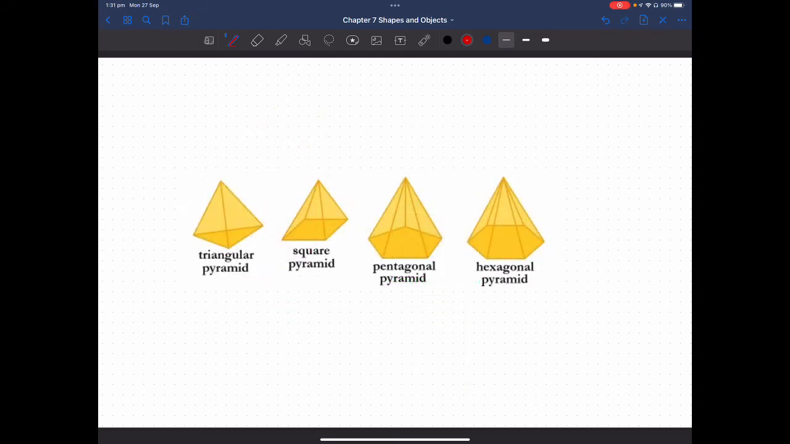Here are some different pyramids. A triangular pyramid, it's called triangular because its base is a triangle, and here's its vertex. A square pyramid because its base is a square and the top is a vertex. A pentagonal pyramid because the base is a pentagon and there is a vertex. Hexagonal pyramid because the base is a hexagon and there is a vertex.